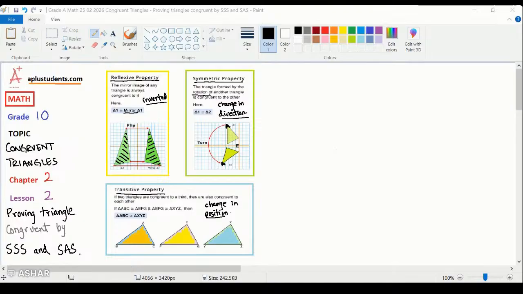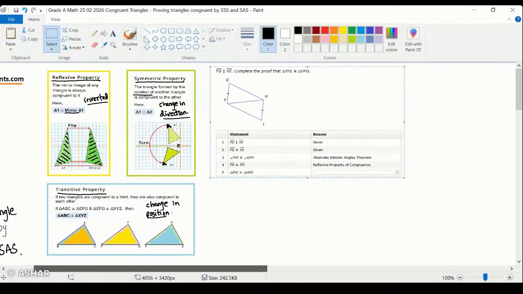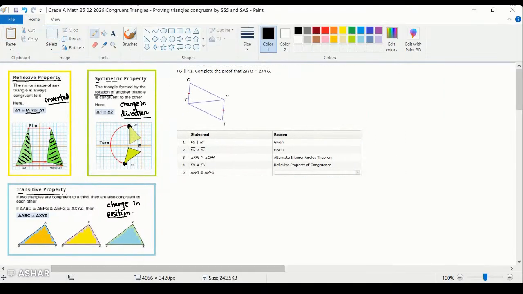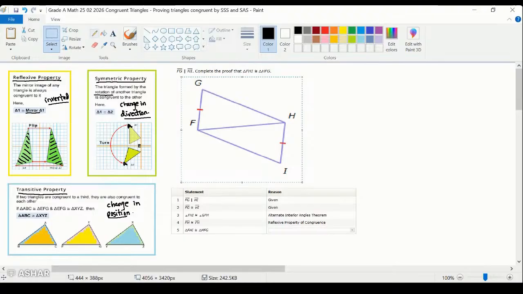The first question that we have is this. We have to find the missing property or the missing reasoning, the reasoning that is given for this. Let's look at question number 1. Question number 1 says, in this given diagram, this shape is given to us.